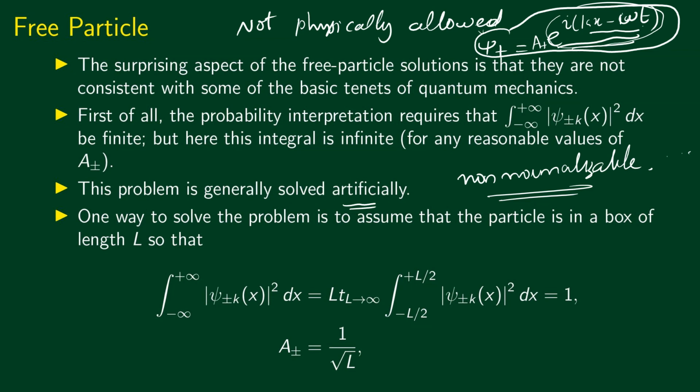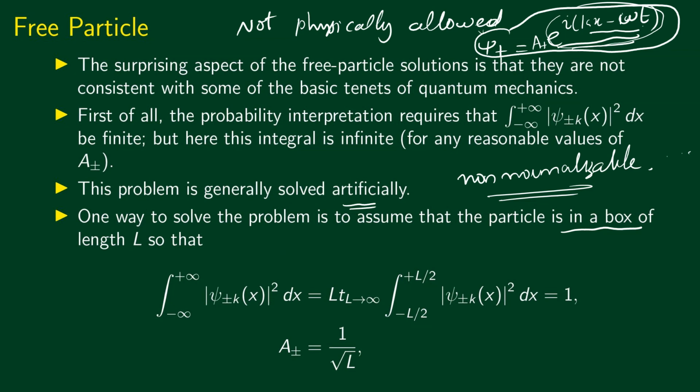So one way to solve the problem is to assume that the particle is actually in a box of length L. Instead of being free everywhere, we say that it's inside a box of length L. When we make calculations, we can assume that, and at the end of the calculation, we can take L tends to infinity. This will work when we carry out some calculations.